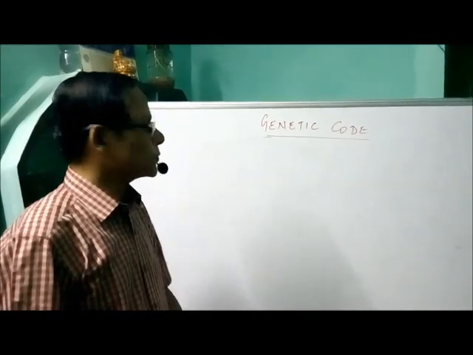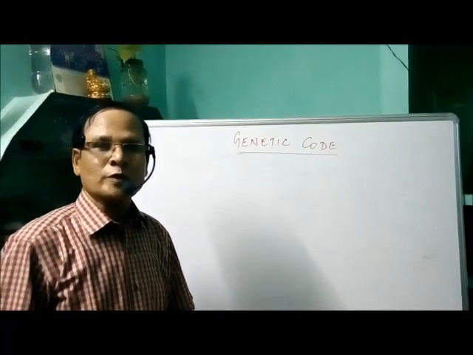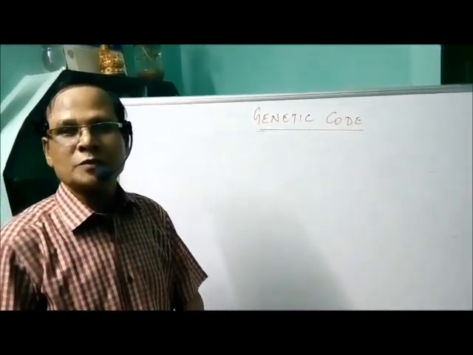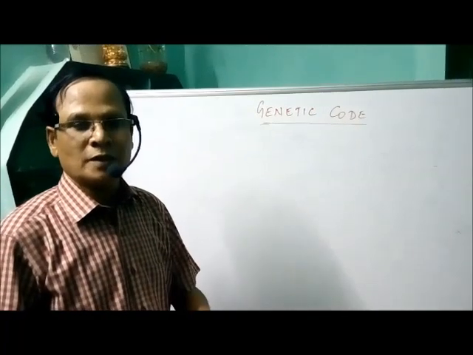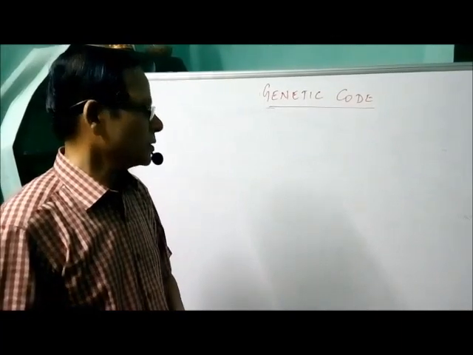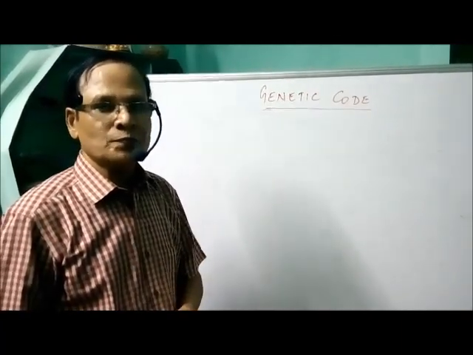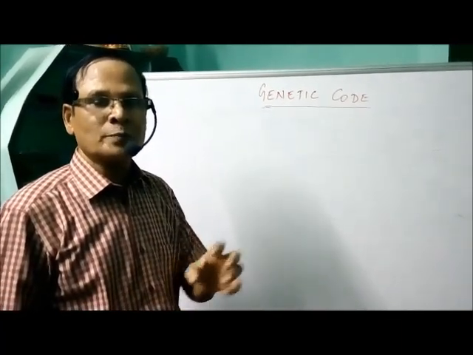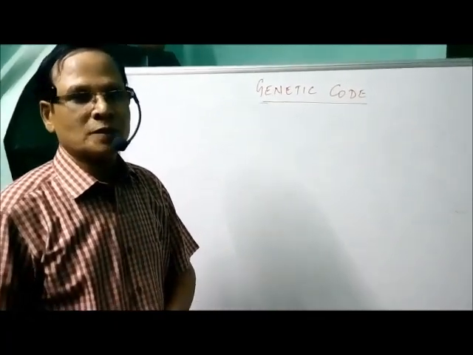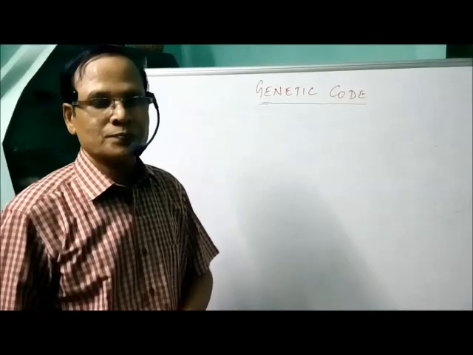Now students, let's pass on to the next part, the genetic code. We know that DNA is a carrier of genetic information in the cell and also between organisms. Then we would like to know in what form the message is there in the genetic material. That is an answer we have to find out.